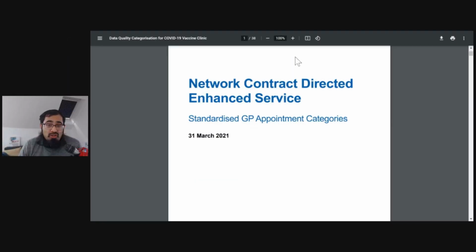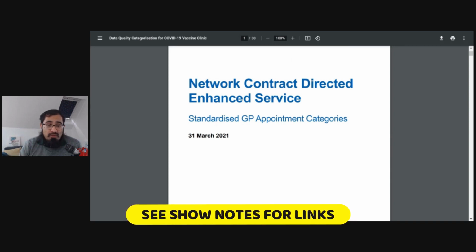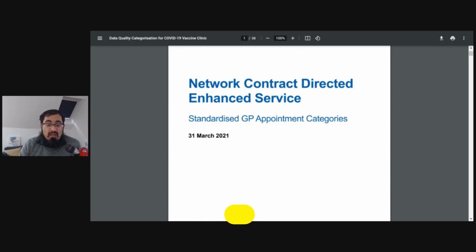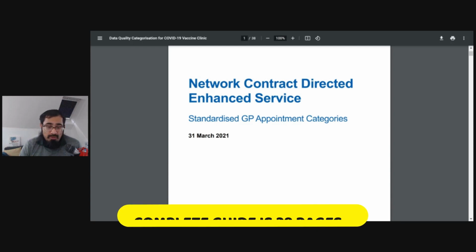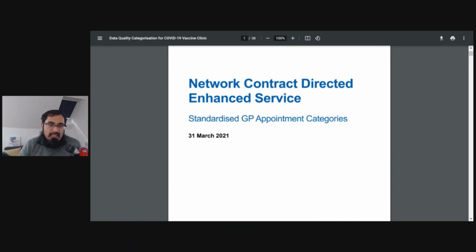So if you want to check out the document itself, have a look. The links are going to be down in the show notes for you. And when you do get to it, you'll get to basically this, Network Contract Direct Enhanced Service, Standardisation of GP Appointment Categories document. It's a little bit long, 38 pages, but there's lots of good content and details and guides to help you understand this principle.